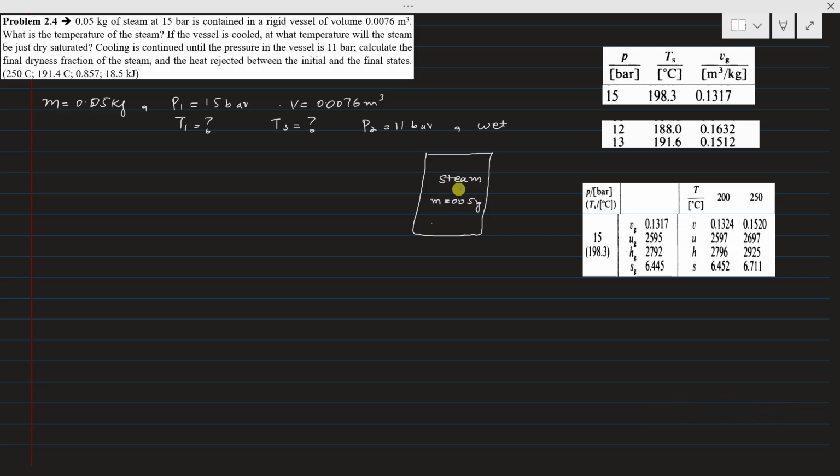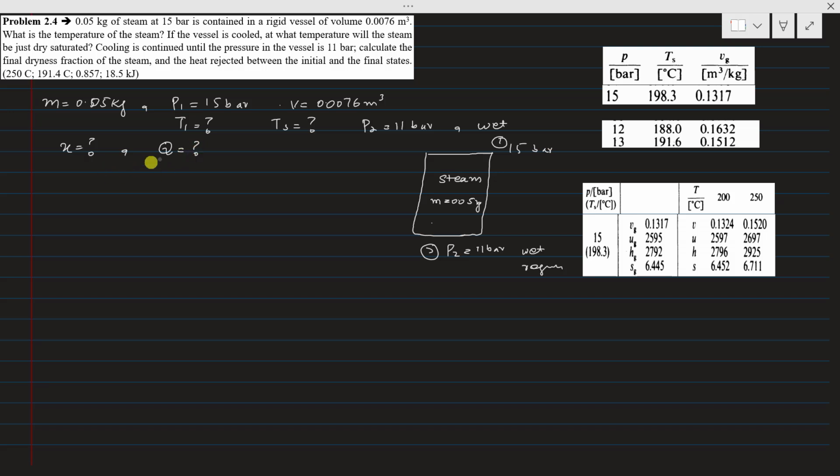This is the vessel, a rigid vessel. Inside it there is steam whose mass is 0.05 kg. Initially the steam condition is P1, 15 bar, and in the final condition it reaches the wet region and the pressure P2 is 11 bar. Steam is in the wet region. When the steam is in the wet region and pressure falls to 11 bar, we need to calculate the dryness fraction of the final state and the heat rejection that has taken place between these two states, 1 and 2.